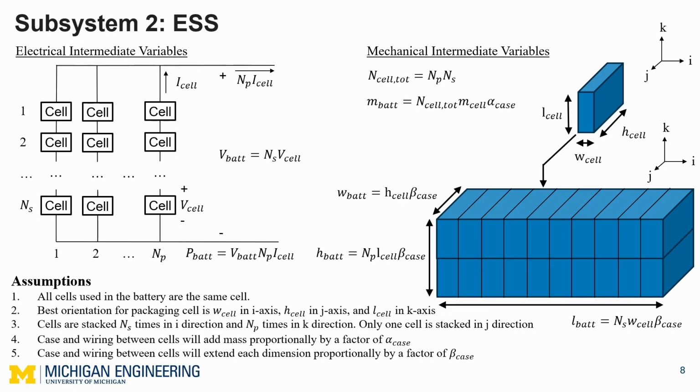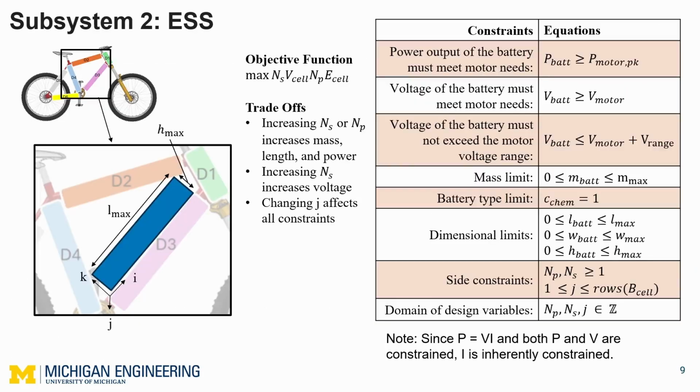Alpha case and beta case were used to adjust the mass and dimensions respectively to account for a case and wiring between cells. Most of the constraints come from the electrical characteristics of the selected motor or the packaging space within the frame, as shown on the left. The mass constraint came from the frame, and the battery type was selected for rider safety. All design variables are integers.